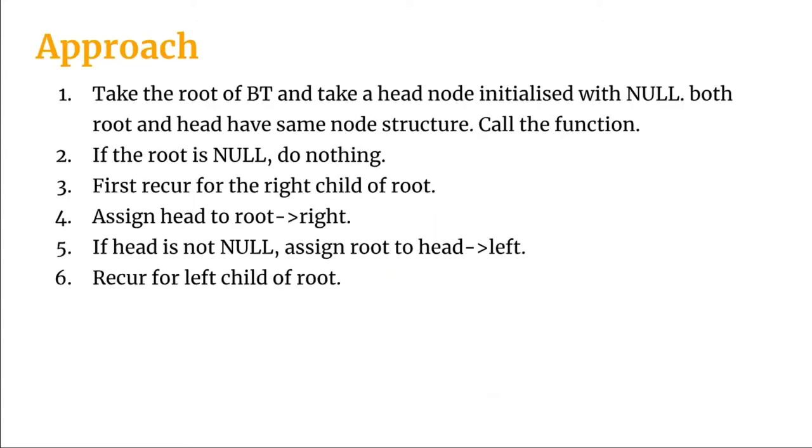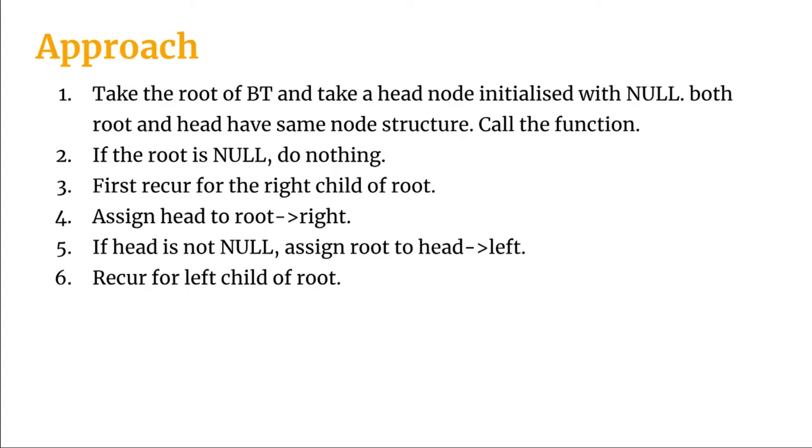What we'll be doing is that we take the root of the binary tree and take a head node initialized with null. Both this root and head have the same node structure, that is a data field and two left and right fields. Then we call the main function in which we will be actually converting it to a doubly linked list. In the function, if we see that the root is null, then we do nothing. Then we first recur for the right child of the root. We assign the head to the root right, that is to the right child of the root. If the head is not null, then we assign root to head left. And lastly, we recur for the left child of the root.